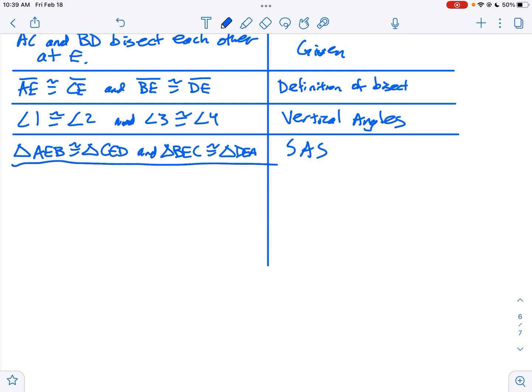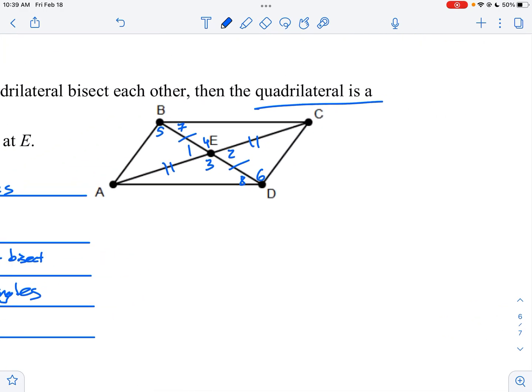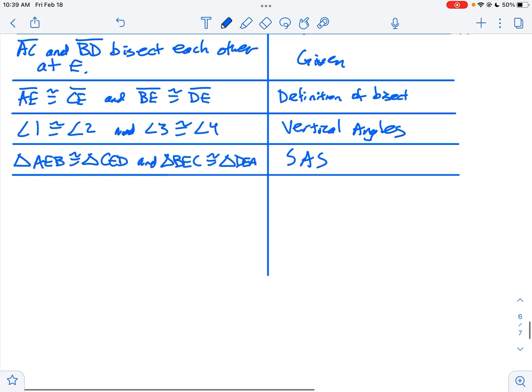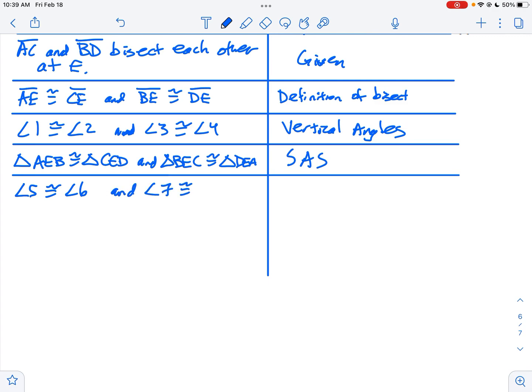And the whole point of getting those congruent triangles proven is now we can say that these specific angles are congruent. So we got angle 5 and angle 6 congruent, angle 7 and angle 8 congruent. We want them to be congruent because that shows that alternate interior angles are congruent, which shows the sides are parallel, which shows it's a parallelogram. So now we need to finish this up. So we got angle 5 congruent to angle 6, and angle 7 is congruent to angle 8. That's because corresponding parts of congruent triangles are congruent.